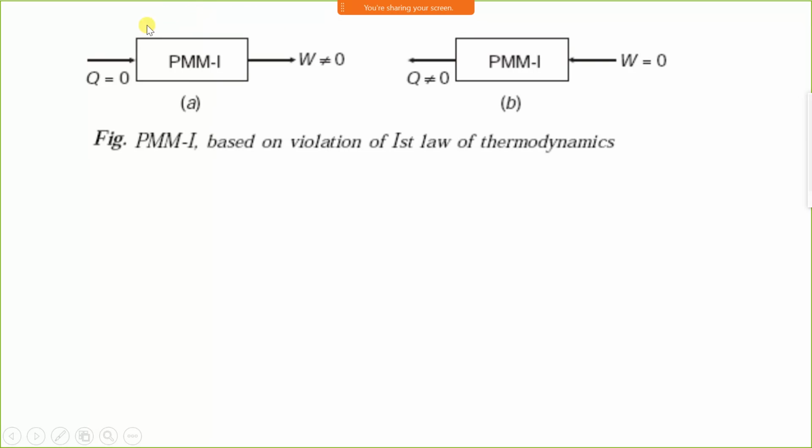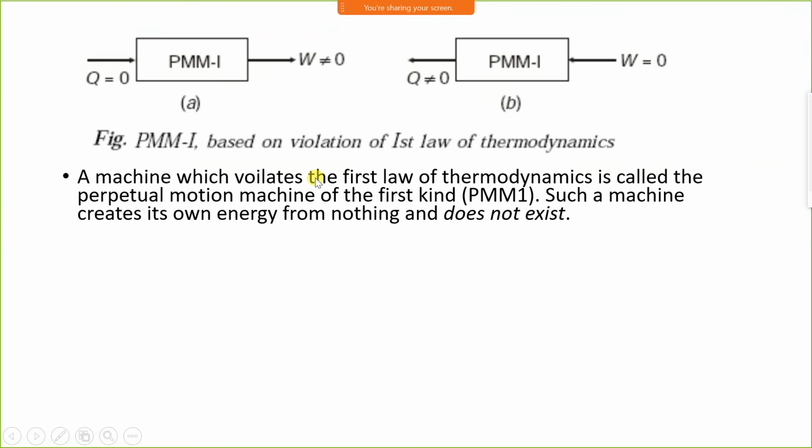This machine is not possible. Consider second circumstance. Work transfer is 0. Even though the work transfer is 0, it is giving some heat. It is not possible unless and until we supply some work. It should not give any heat transfer. But it is rejecting heat continuously. It is giving heat continuously without the absorption of any work. Therefore, such a machine is not possible. And such machines are called a perpetual motion machine of first kind. A machine which violates the first law of thermodynamics is called a perpetual motion machine of first kind.